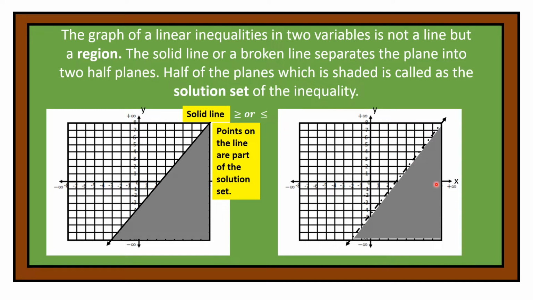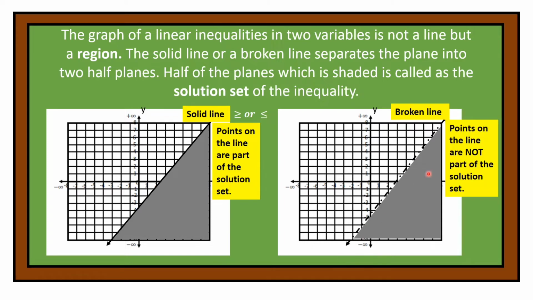So, dito naman tayo sa ikalawang graph. Sa ikalawang graph, meron tayong broken line. So, ito ang ating broken line. So, ang broken line, it means that the points on the line are not part of the solution set. So, lahat ng point na dinaanan ng ating broken line ay hindi kasali sa solution set. So, kailan natin gagamitin ang broken line? Kapag ang symbol ng ating inequality ay greater than or less than.